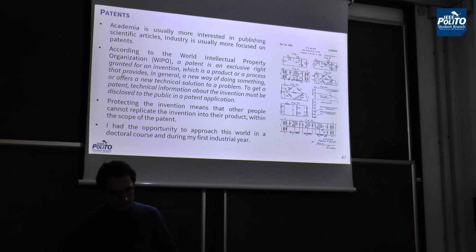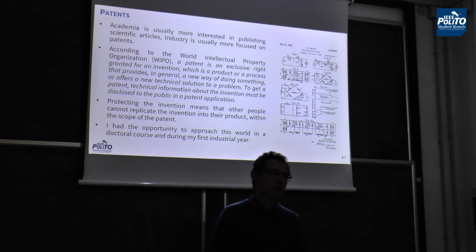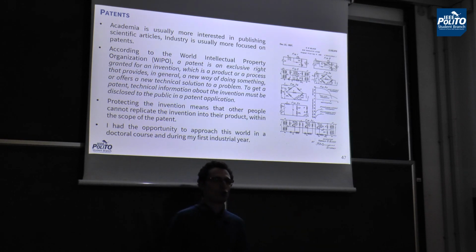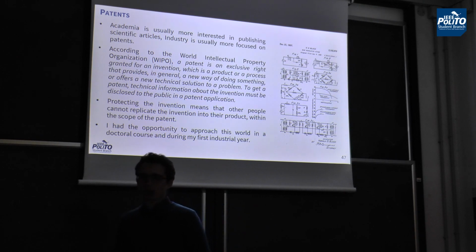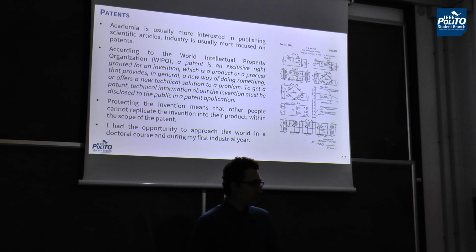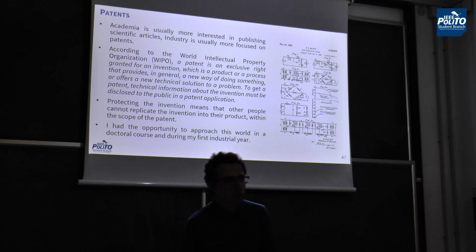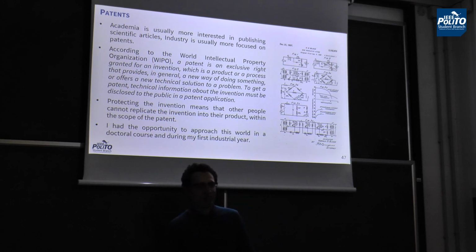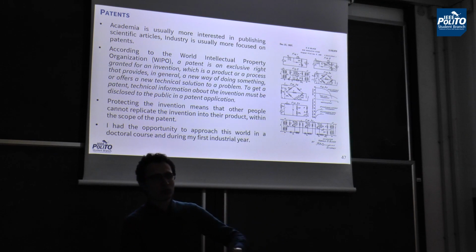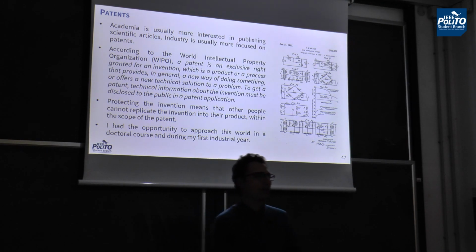Before concluding, and now we're quite close to the end, patents. In academia, we are usually more interested in writing scientific articles. Industry is usually more concentrated on patent formulation. For example, especially in R&D teams, writing patents is important because it allows the company to protect the invention with respect to other manufacturers of analogous products.